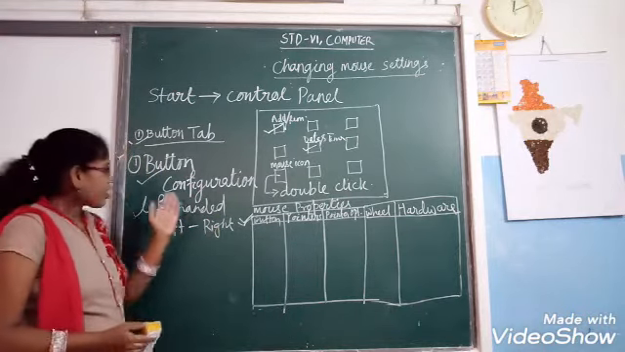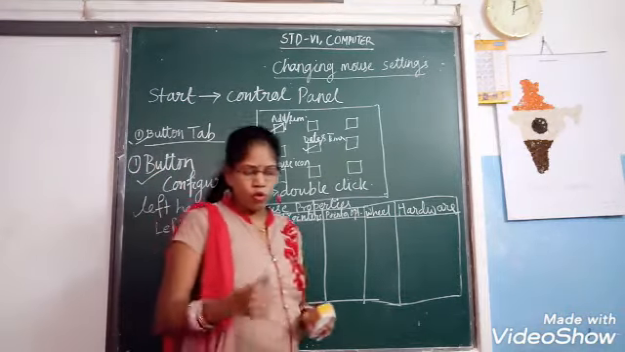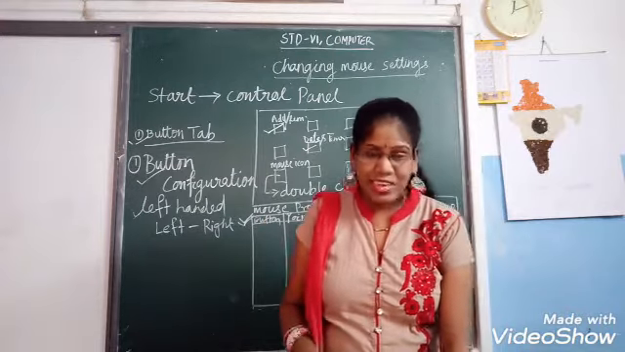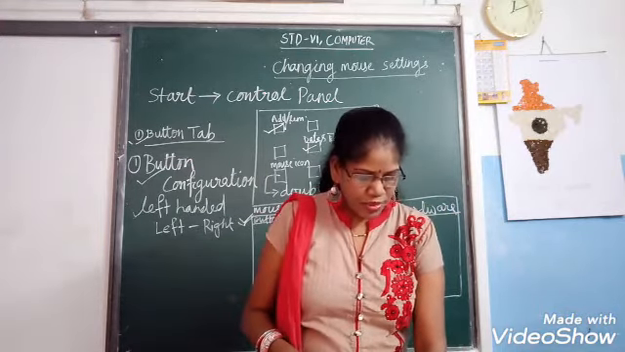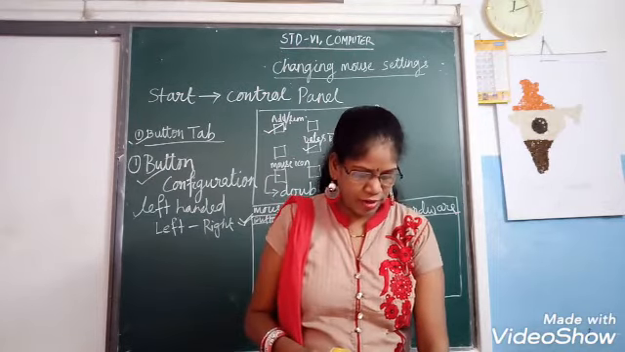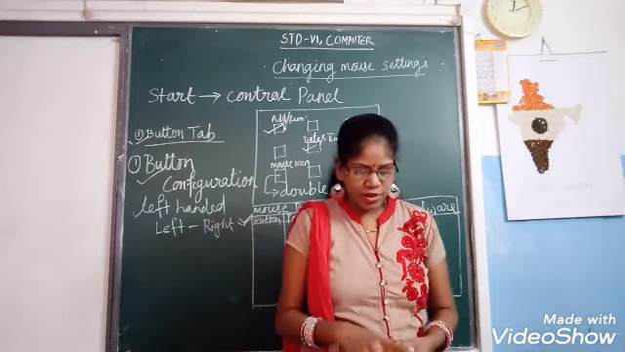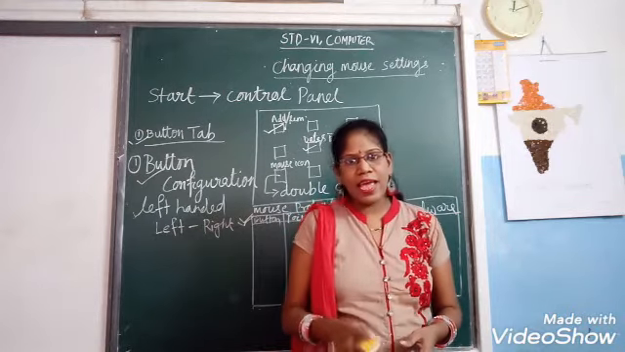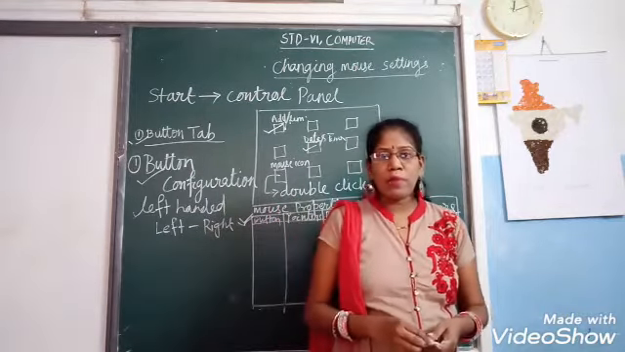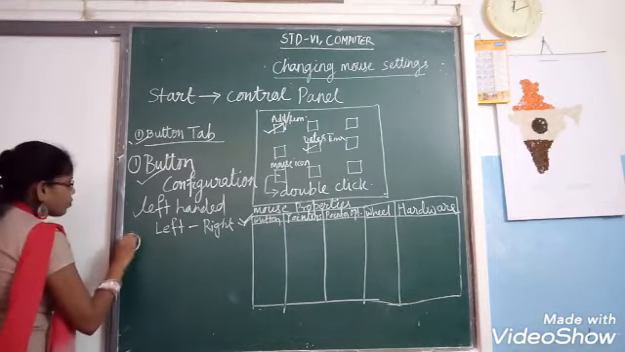So that's why this option is there. The first option is what? Button configuration. If you click this option for the left-handed person, it interchanges the left and right button functions. The right button can now be used for primary functions such as selecting and dragging. The next one is your double click speed.